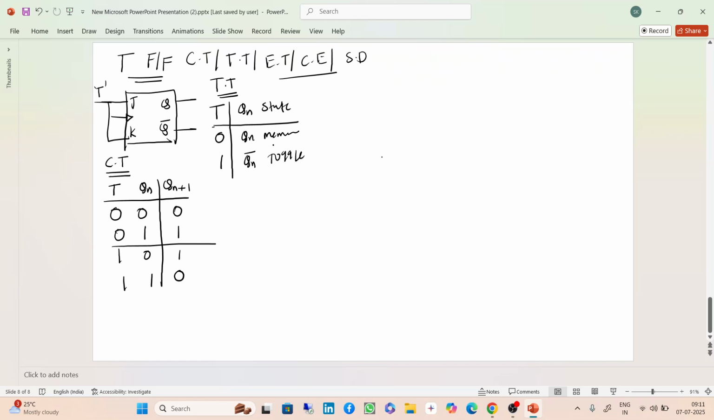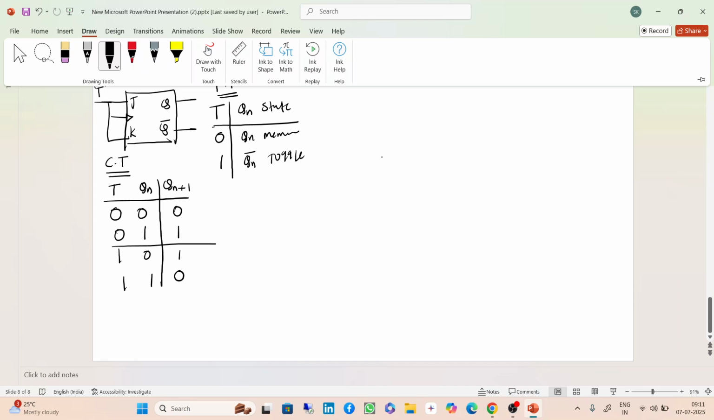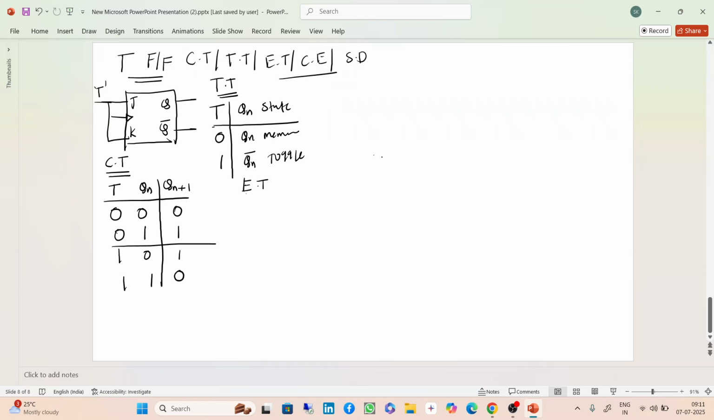And next I want to draw the excitation table. In the excitation table, with the present state and next state, you need to get the inputs. How many possible combinations? 4 possible combinations: 0 0, 0 1, 1 0 and 1 1. When it is 0 0, this is the first case, and T is 0. When it is 0 1, this is the second case: present state is 0 and next state is 1, and the T input is 1. 1 0, this is the third case, the T input is 1. 1 1, T input is 0.